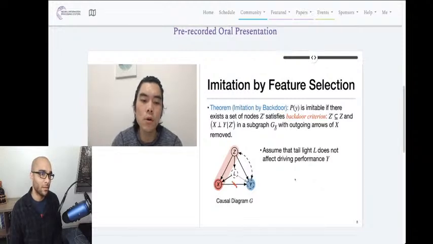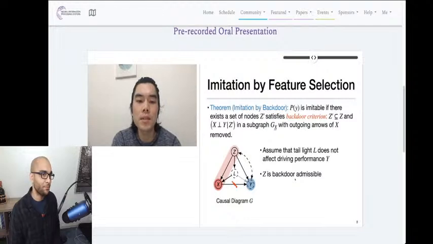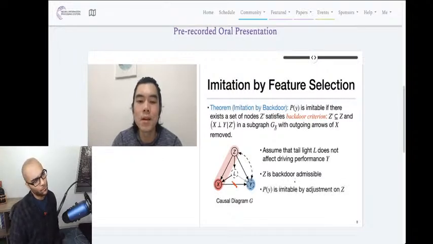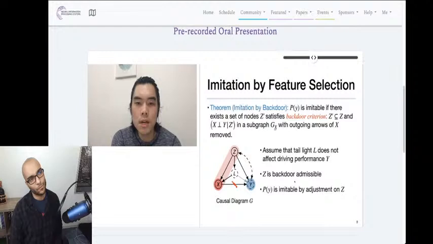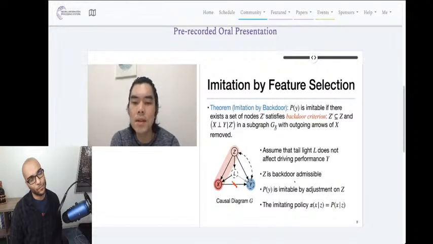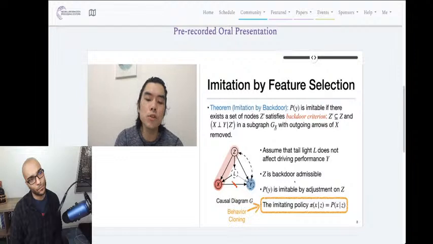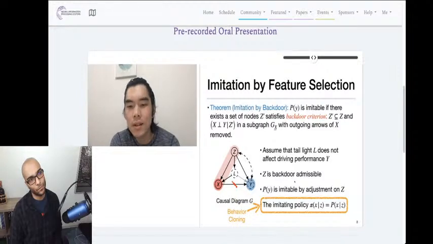Let us also remove the direct arrow X pointing to Y. We know it is verifiable that Z d-separates, or blocks, all the paths from node X to Y in this subgraph. That is, Z is a backdoor set. By theorem, the expert performance P of Y is thus imitable. In particular, the imitating policy is given by the conditional distribution P of X given Z, which coincides with the solution of behavior cloning using Z as a feature input set.